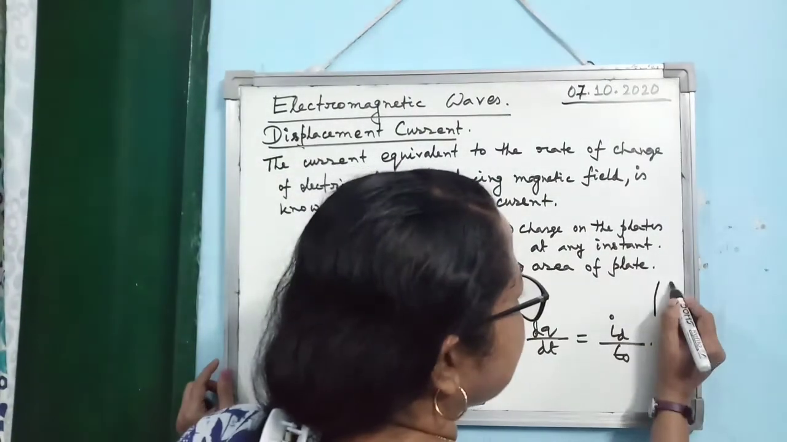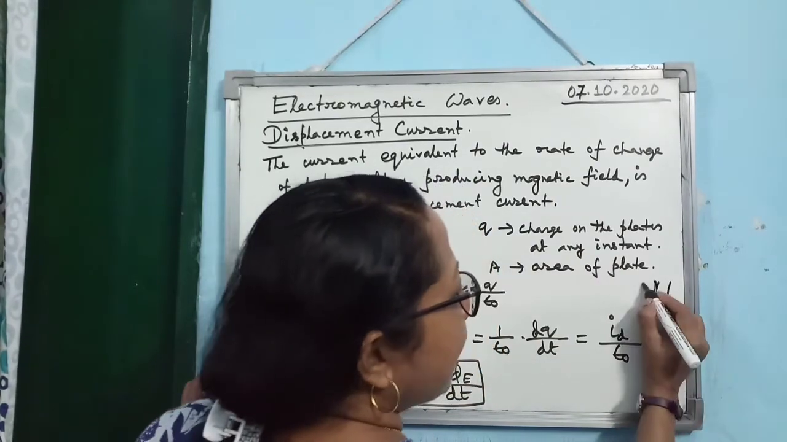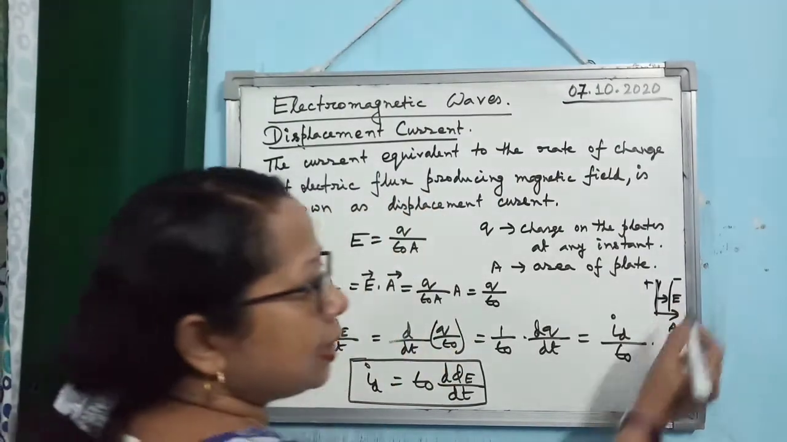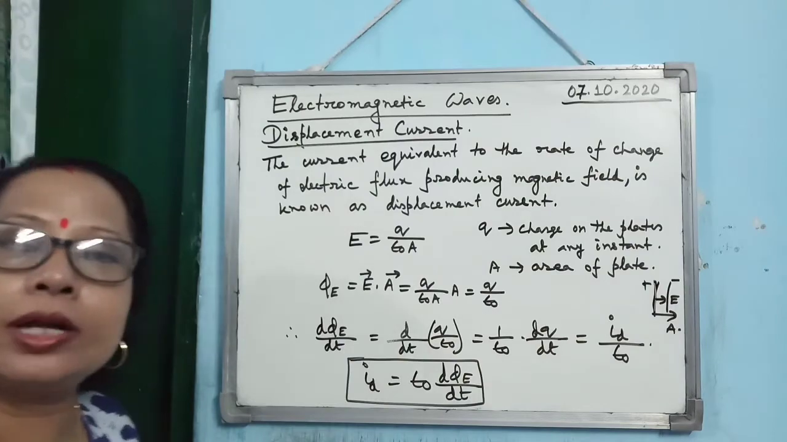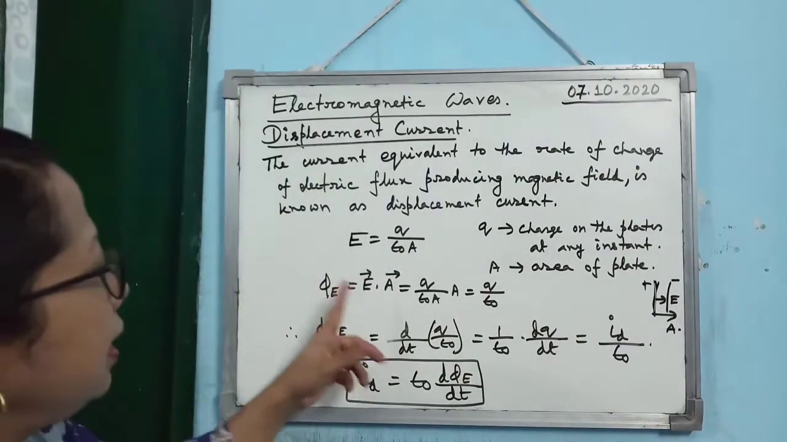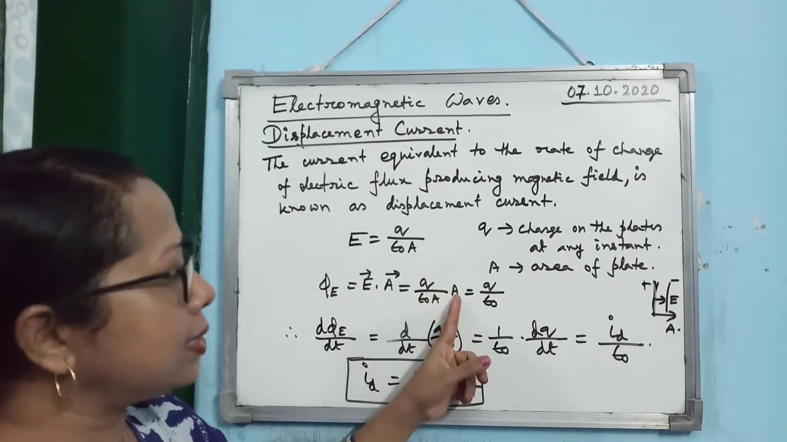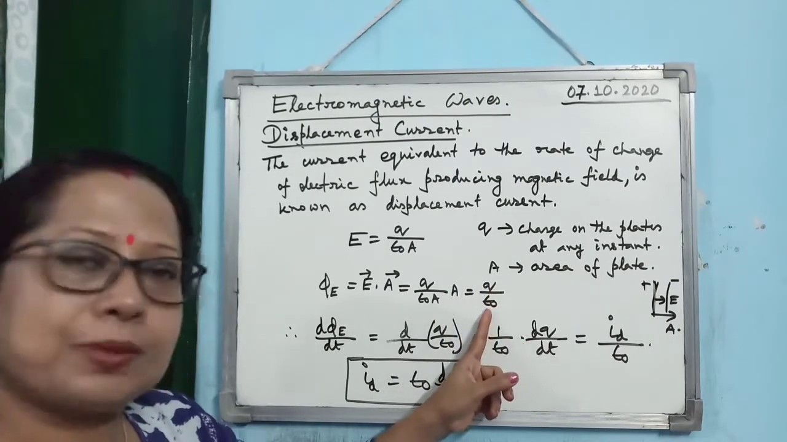Now E and A are in the same direction. Just consider this: if this is the plate, then A is in this direction, and this is positive and this is negative charge. So what is the direction of E? In the same direction. So as E and A are parallel to each other, E dot A will be EA cos 0 degrees, meaning EA. Then if you substitute E, it is Q by epsilon naught A, and A is there. So cancelling A and A, you get Q by epsilon naught.